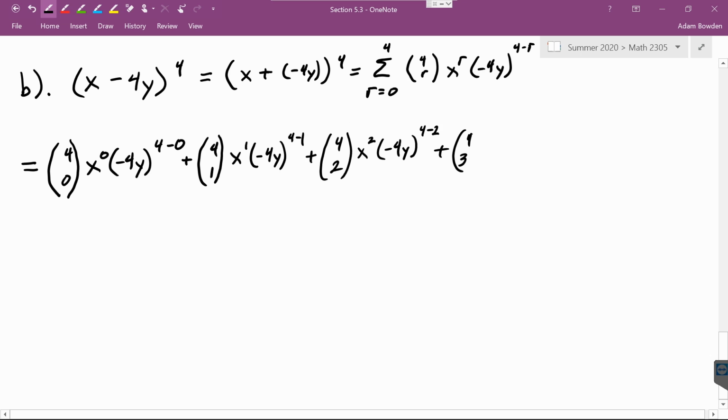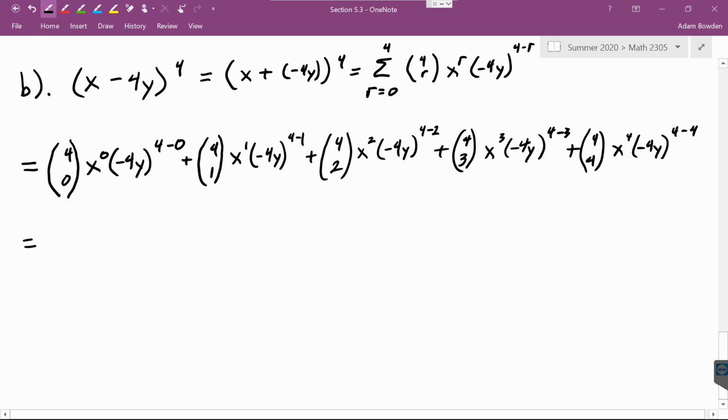And we have 4 choose 3, x to the third, negative 4y raised to the 4 minus 3. And then lastly, we'd have 4 choose 4, x to the fourth, negative 4y raised to the 4 minus 4.